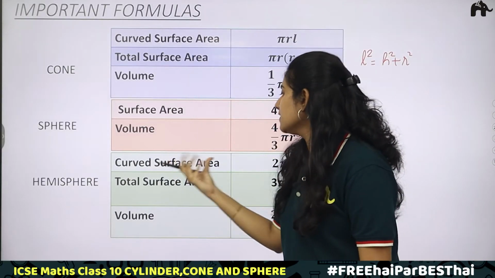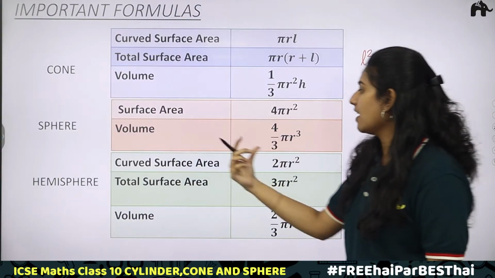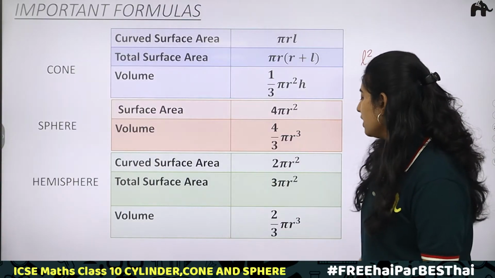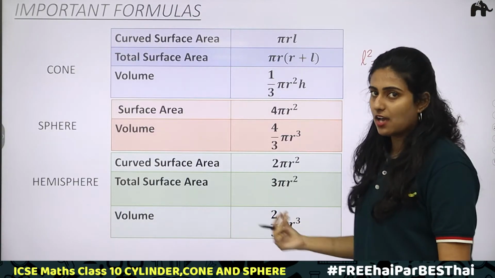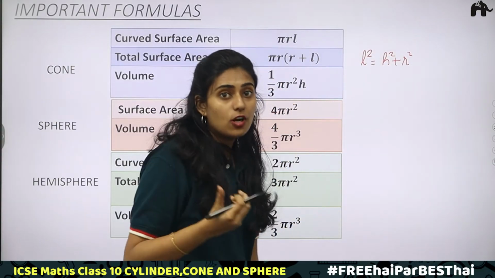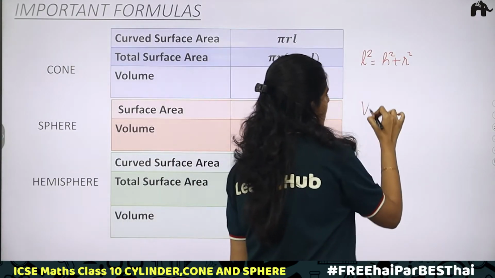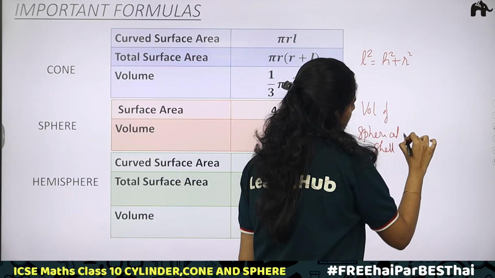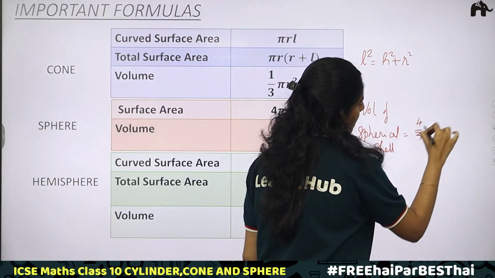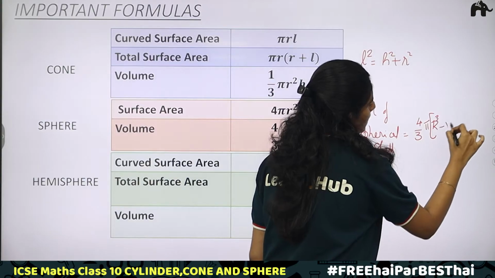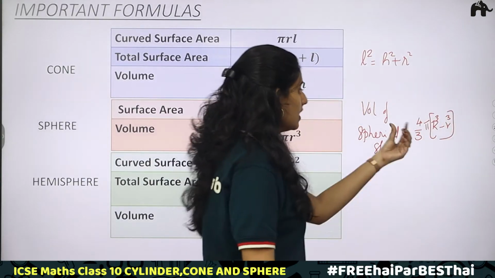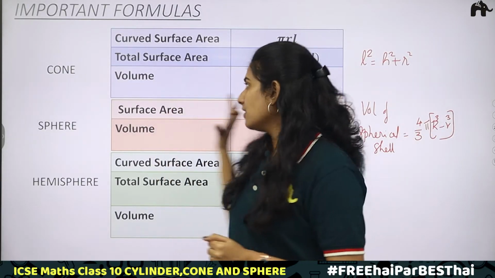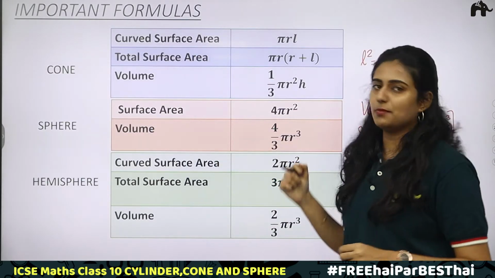Next, for a hemisphere, the curved surface area is 2 pi r square. Adding a pi r square, you will be getting the total surface area which is 3 pi r square and the volume of hemisphere is 2 by 3 pi r cube. You also studied one more case which is the volume of spherical shell. What was the volume of spherical shell? Volume of spherical shell is equal to 4 by 3 pi into capital R cube minus small r cube, where capital R is the radius of the outer sphere and small r is the radius of the inner sphere. If you have all these formulas ready with you, you can easily solve the problems.